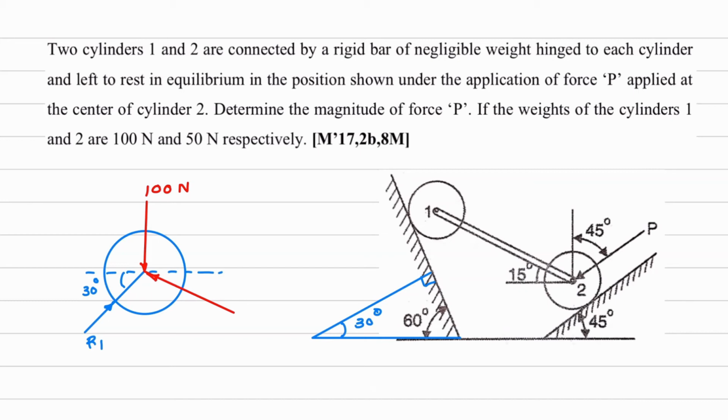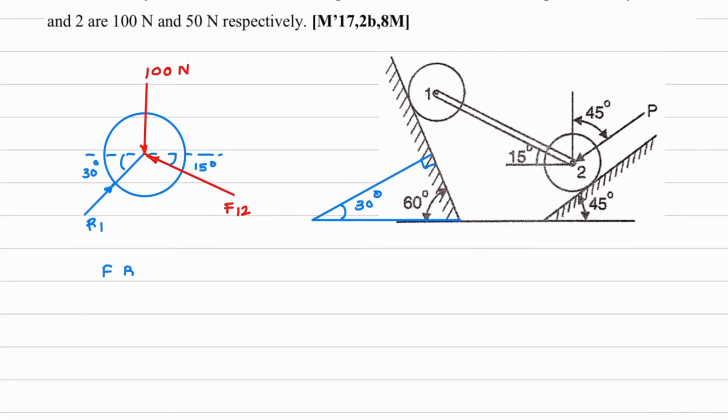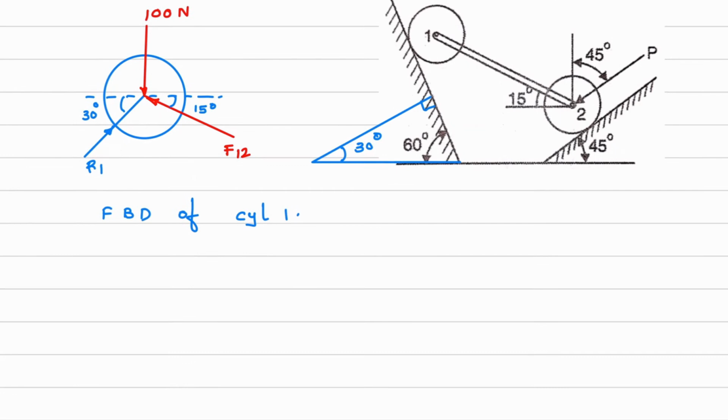Now what is the direction of this force? This force is, suppose, force 1 to 2. Okay, this angle with respect to horizontal is 15 degrees. Okay, so this will be an alternate angle. Here the angle is 15, so this angle will also be 15. So I'll mark that angle. So this angle is 15 degrees. Okay, so we have drawn the FBD of cylinder 1.